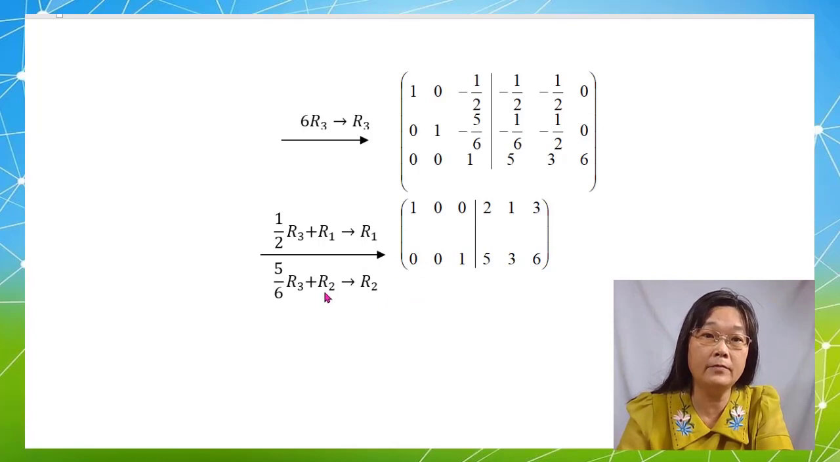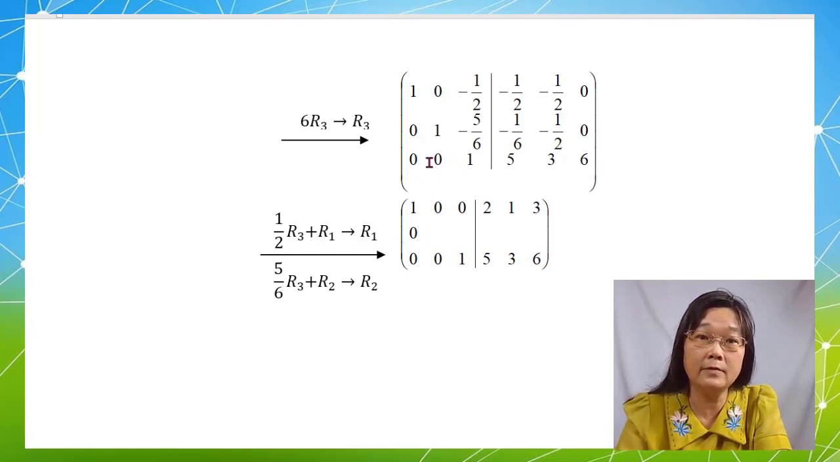Now we go to the first number in row 3. First number in row 3 is 0. 0 times 5 over 6 is 0. 0 plus the first number in row 2 is 0. So 0 plus 0, it is equal to 0. Then in row 3, the second number is 0. 0 times 5 over 6 is 0. 0 plus 1, it is equal to 1.